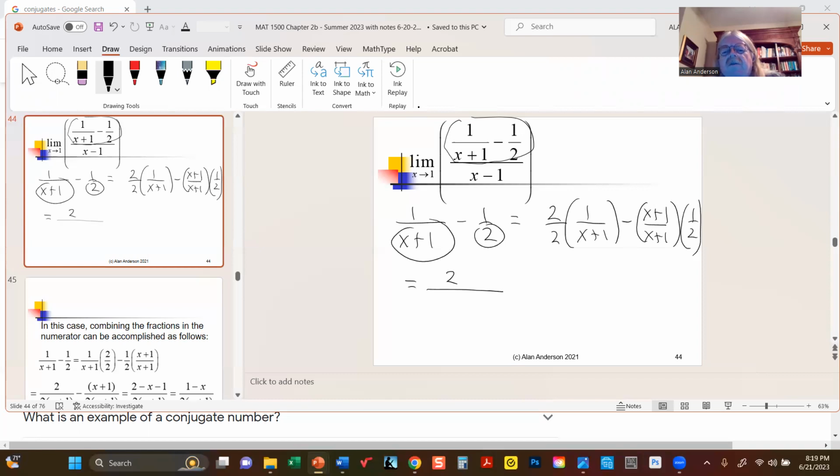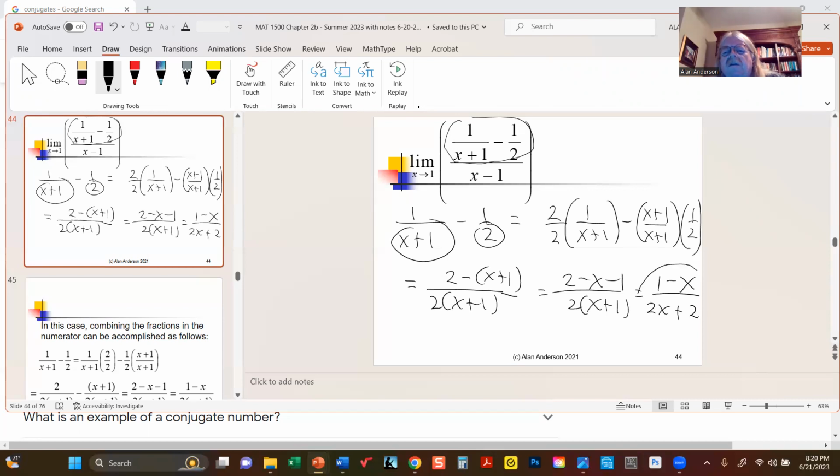So whatever is in the numerator, we have 2 times (x plus 1). And so we're going to have, all right, 2 minus x minus 1. And then I guess here we can just write this out. How does that help us? Well, let's see.